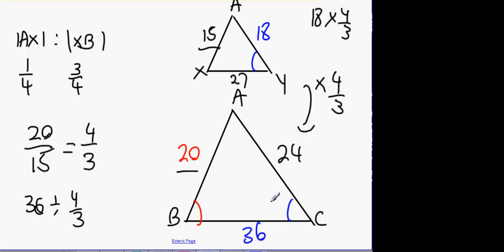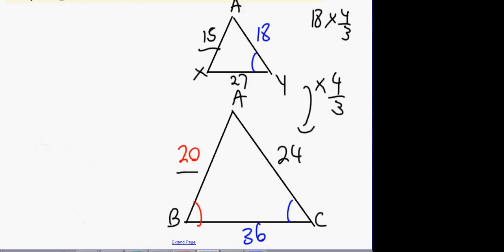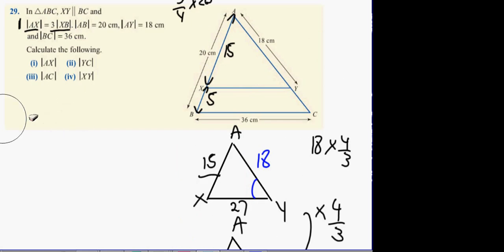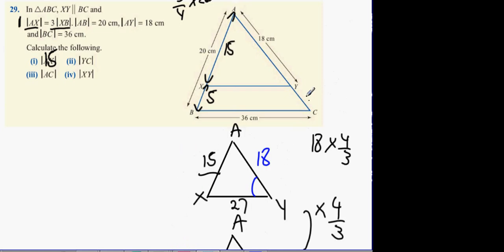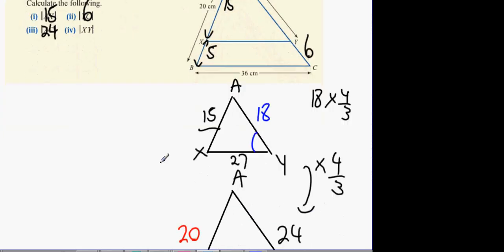Now that we have the two triangles filled out in their entirety, it's just a matter of going up and answering the questions. What is AX? 15. What is YC? We know the full length is 24, AY is 18, which makes it 6. What about AC? 24. And what about X to Y? 27. That's how you do it.